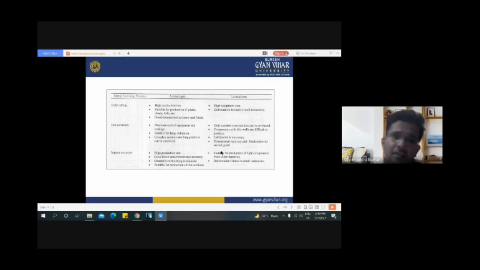Here are some advantages of impact extrusion: high production rate, good finish and dimensional accuracy. Generally, no finishing is required in impact extrusion. It is suitable for production of thin sections also. Here are some limitations of impact extrusion: suitable for production of large components from softer material only, and deformation limited to a small reduction.